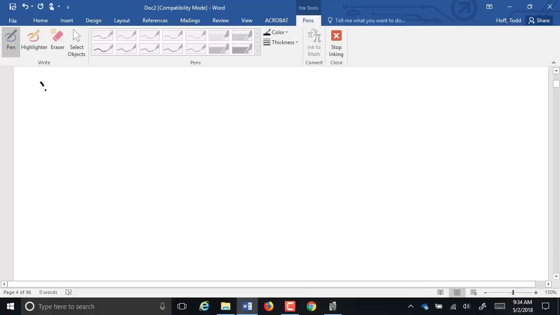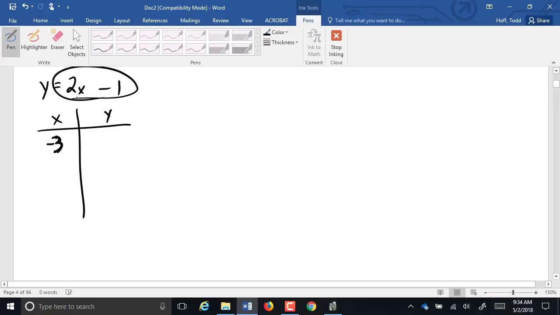On Monday, if we're given an equation, y equals 2x minus 1, we just made a table, picked values for x, and figured out what y had to be. So let's say we pick -3 for x. Then y has to be whatever we get when we put -3 in here for x. So 2x minus 1 would become 2 times -3 minus 1. 2 times -3 is -6, minus 1 would be -7.